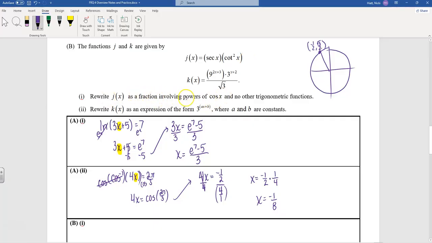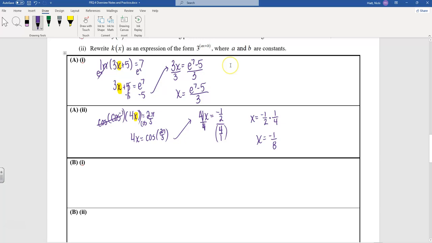It does say a fraction involving powers of cosine and no other trig functions. So we've got secant x cotangent squared x. So j of x equals secant x cotangent squared x. All right, what strategy do you guys want to try for this one? That's exactly what I would do. Secant is going to be 1 over cosine x, and then cotangent is going to be cosine squared x over sine squared x.